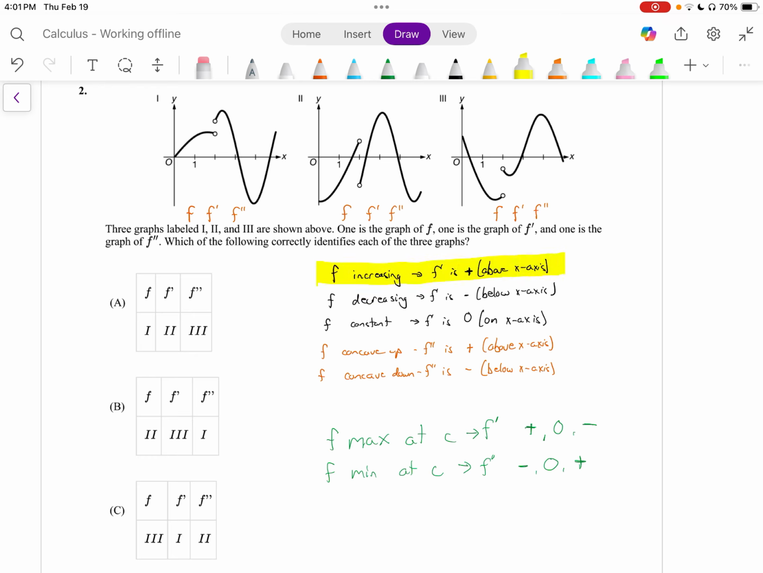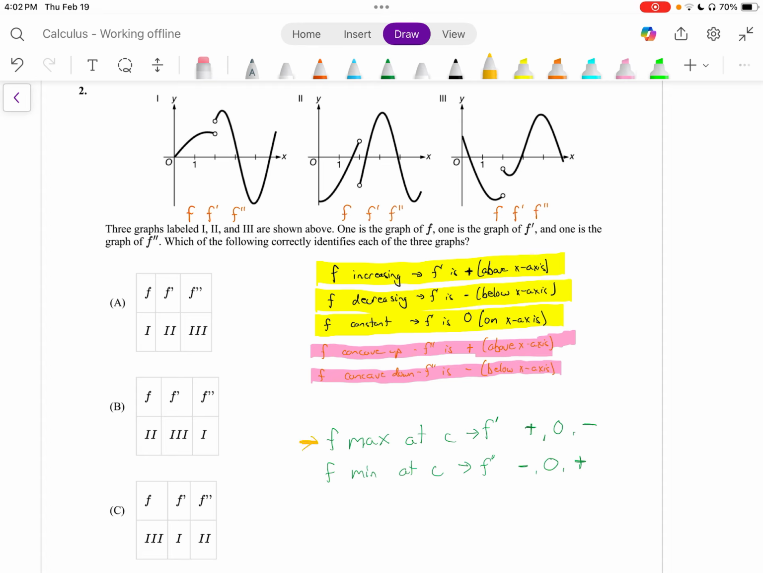So I'm just reading through these. If f is decreasing, the first derivative is negative or below the x-axis. If f is constant, which means horizontal or flattens out, and it can just be for an instant, then the first derivative is 0. Under that, it says f is concave up, so this has to do with the second derivative. Then the second derivative is positive or above the x-axis, and if f is concave down, the second derivative is below the x-axis.